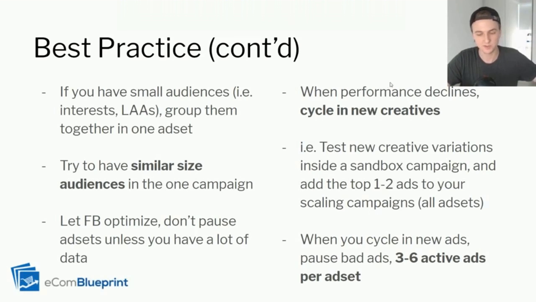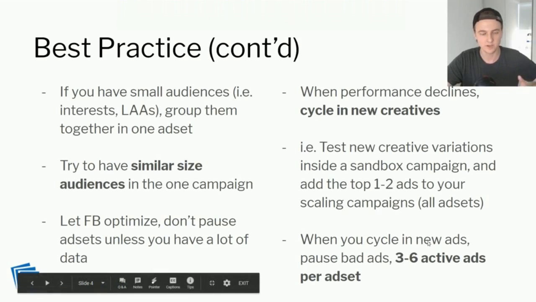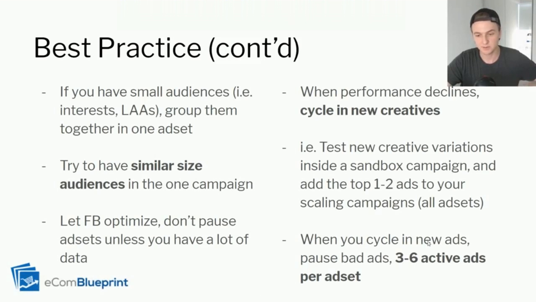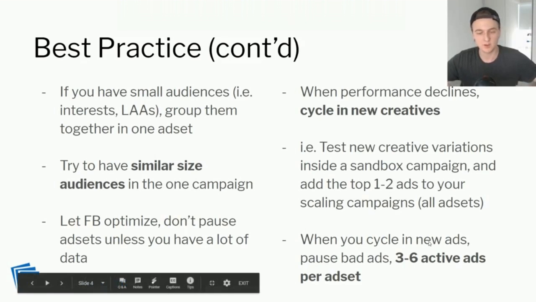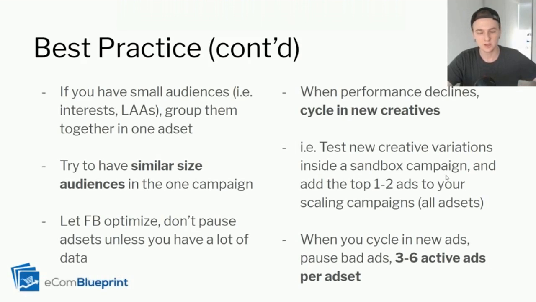When the performance declines for your scaling campaigns, the best thing to do in my experience is cycle in new creatives, add in new creatives. So for example, you could test new creative variations, similar to your current best creative, right? You could take your best creative, test like 5 new scroll stoppers or 5 new ad copies, take the top 1 to 2 ads out of that sandbox campaign test, add that to all of your ad sets inside of the scaling campaigns. This will reset the learning phase for your scaling campaigns, and maybe the new ad will do well, and so it gives kind of your campaign a fresh start to do better. And so this is what I do when my performance starts to really decline.